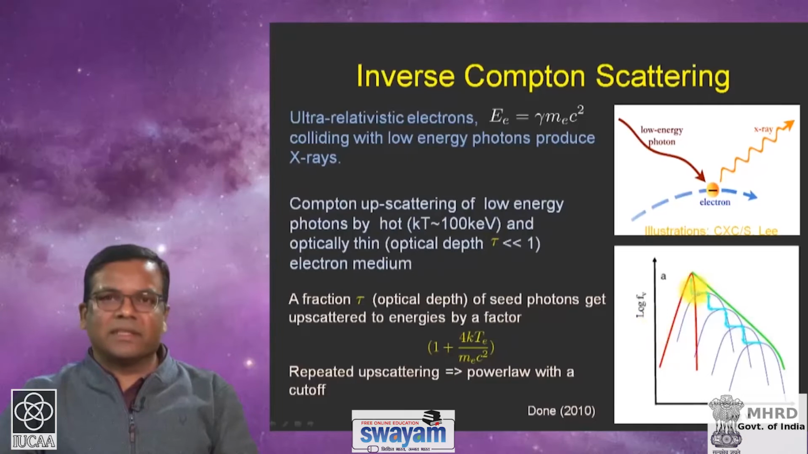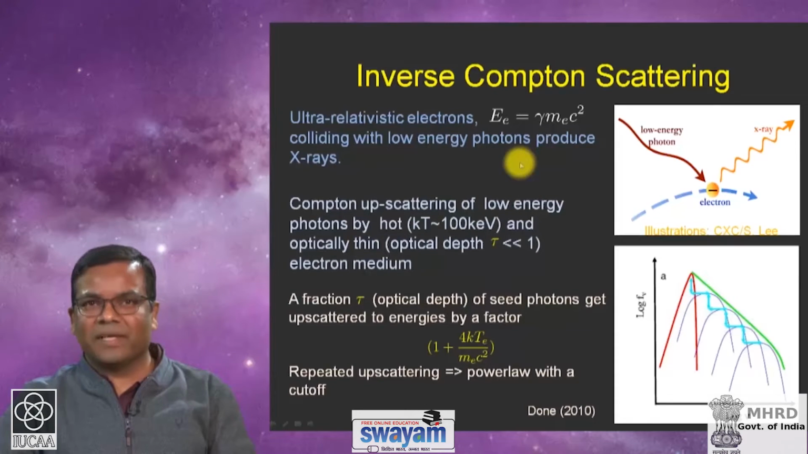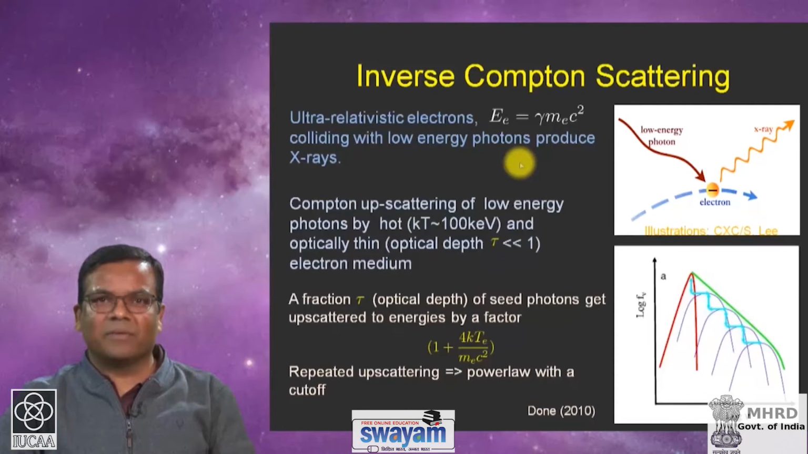The third process is the inverse Compton scattering. In this process, an ultra relativistic electron collides with a low energy photon, meaning for example a radio, infrared or optical photon. In such a process the ultra relativistic electron imparts its energy to the low energy photon, therefore pushing the photon energy to the X-ray band. This is essentially the inverse Compton scattering or Compton up-scattering.